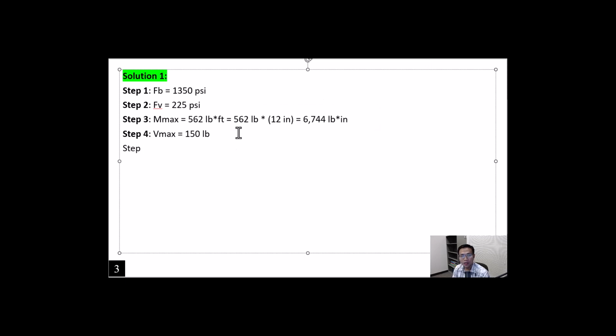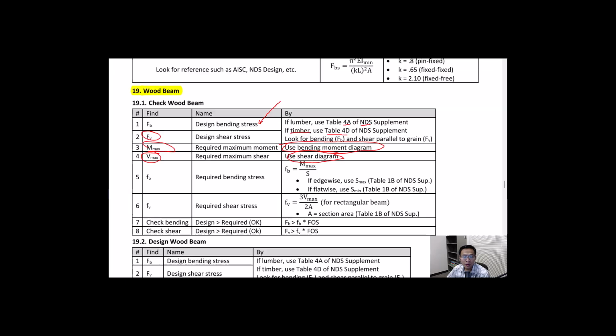And now let's check step 5. Alright, for step 5, we go back here and you can see that step 5 FB, we need to calculate the small fb, which means we calculate the required value. Steps 1 and 2, you need to calculate for the desired value, and step number 5, you need to calculate for the required value. The required value will equal to M max divided by S.